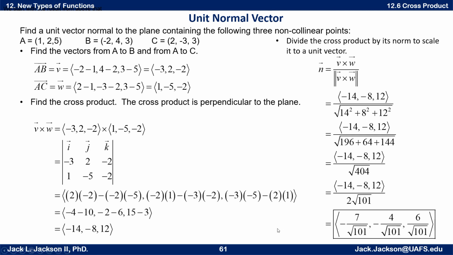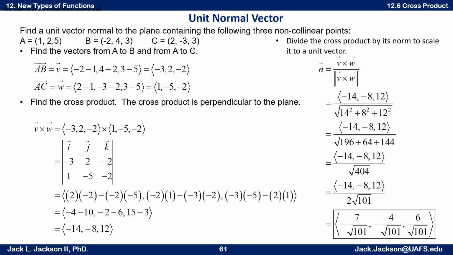a normal vector. There's actually two of them. There were two answers to this problem. The other answer is just the opposite of this. So it'd be positive 7 over square root of 101, comma, positive 4 over square root of 101, comma, negative 6 over square root of 101. And of course, I would have found that one directly had I started with w cross v rather than v cross w. So either way, you'd end up with those two unit normal vectors. It just said find one, so there it is.